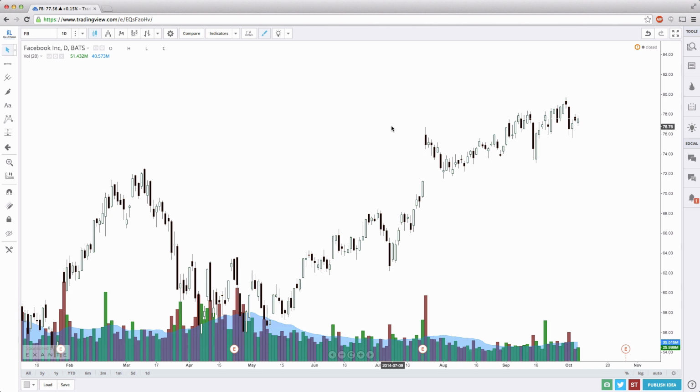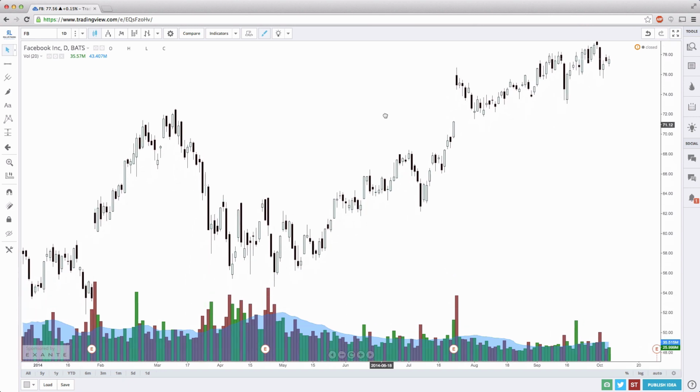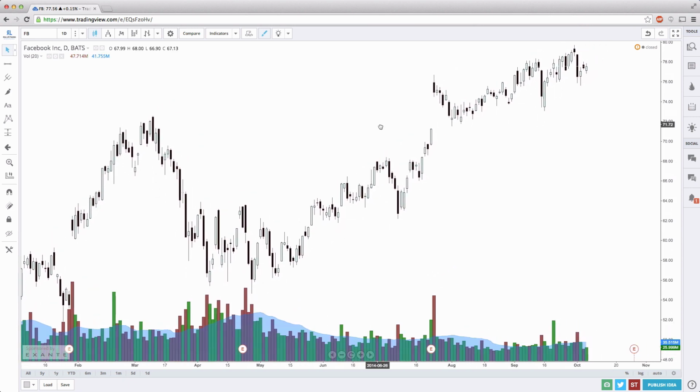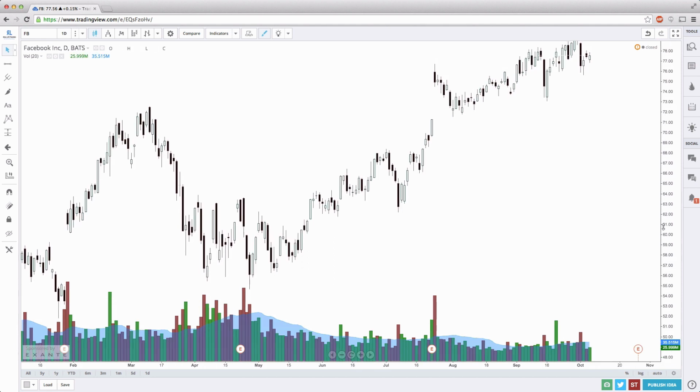The next tenet, one of the most important ones, is that volume must confirm the trend. That's a huge one. Huge. So volume must confirm the trend. Bottom line, what you're looking for is you want volume to increase in the direction of the trend. That's pretty simple and self-explanatory.